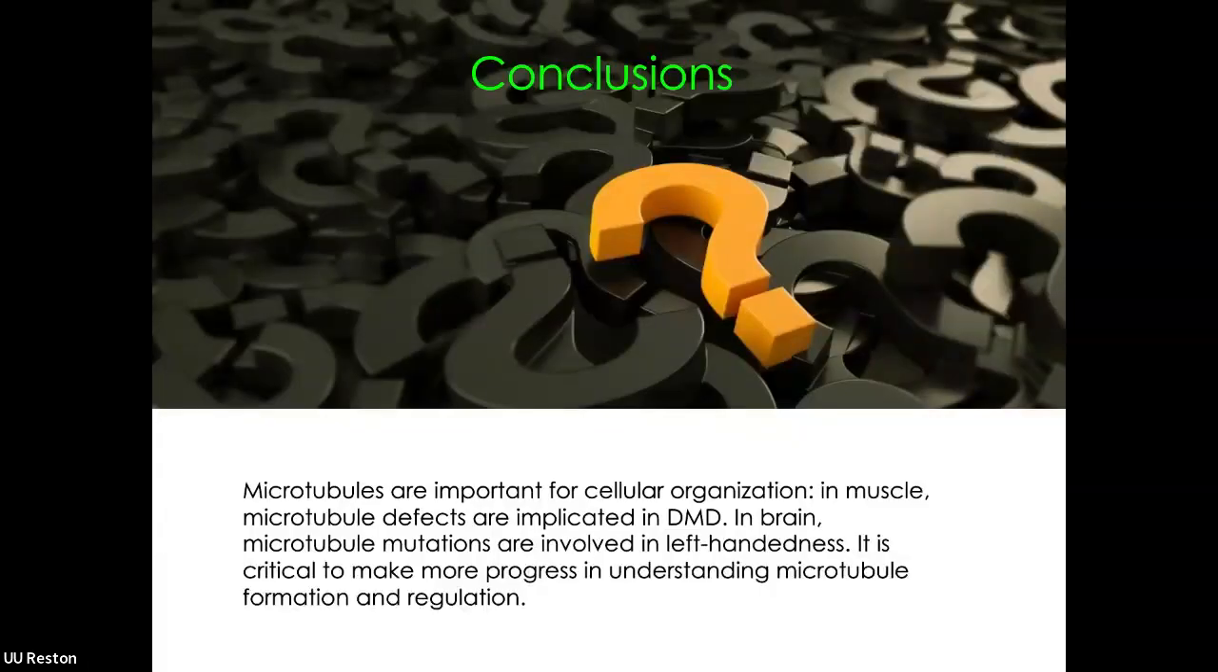And okay, so that's it. I hope I was not too long. Just, microtubules are important for cellular organization. In muscle, microtubule defects are implicated in Duchenne Muscular Dystrophy. In brain, microtubule mutations are involved in left-handedness, and it is critical to continue and make progress in understanding how microtubules are formed, regulated, and what role they play in the health of muscle and other tissues. Thank you.